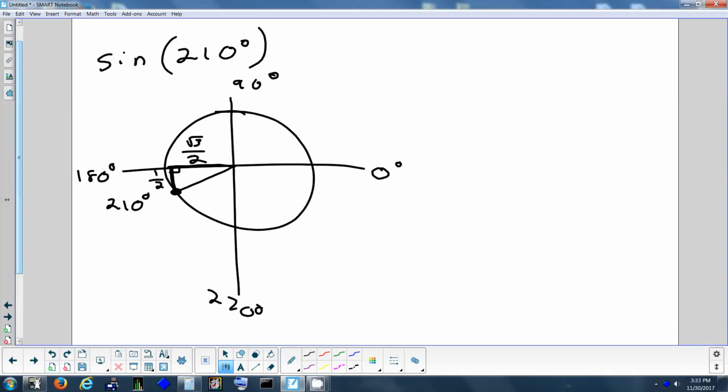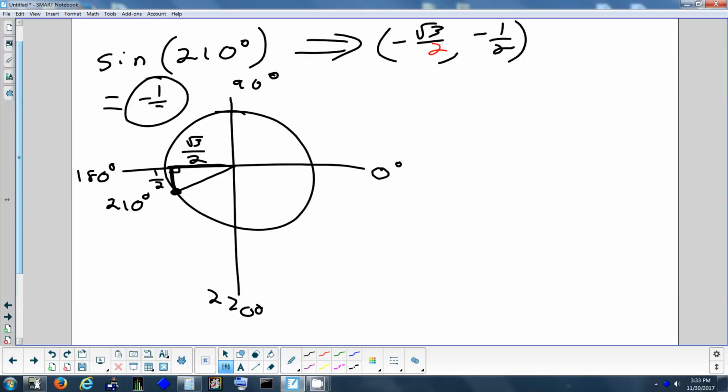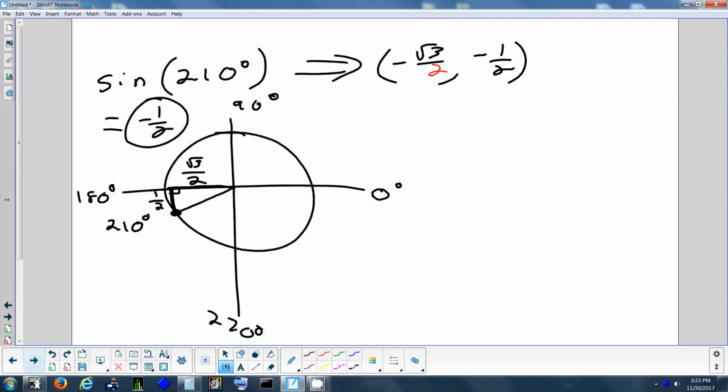Now, because we're in quadrant 3, we went left and we went down, both of those numbers would be negative. So x is negative root 3 over 2, and y is negative a half. Specifically they asked for the sine, so it would just be y. The sine is negative a half. It's a lot easier if they give you the coordinate. If they don't, that's how you do it.